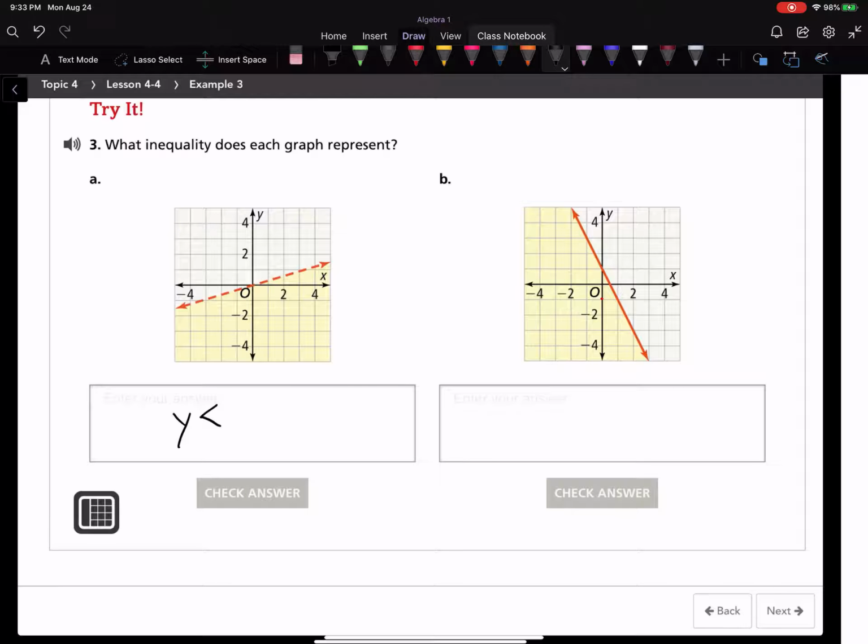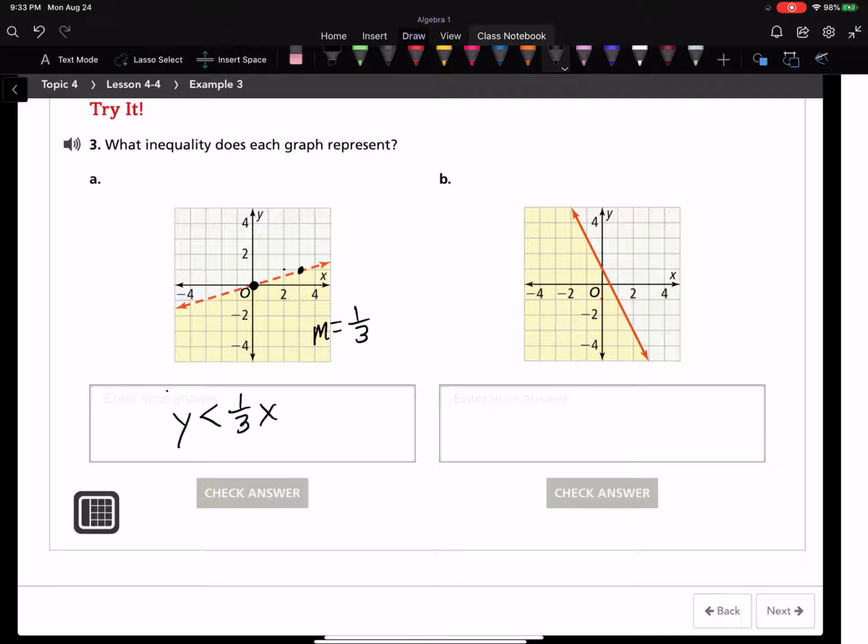My slope, if I counted my slope, we're going up 1 over 3. So 1 over 3, and since it's going up from left to right, it would be positive 1 over 3x, and my y-intercept is 0. So I don't even have to put plus or minus anything. It's just y is less than 1/3 x.